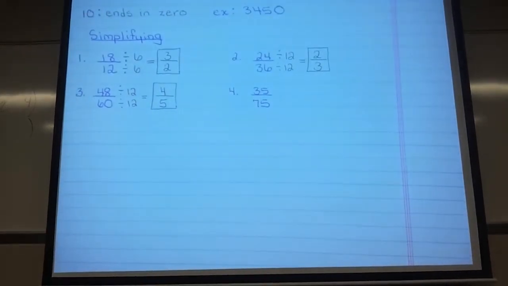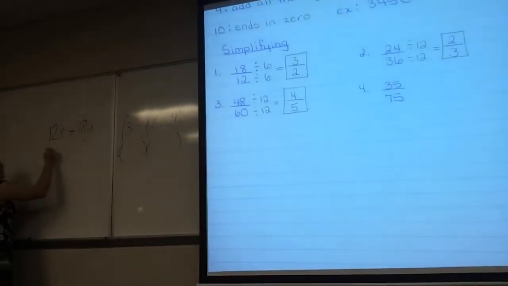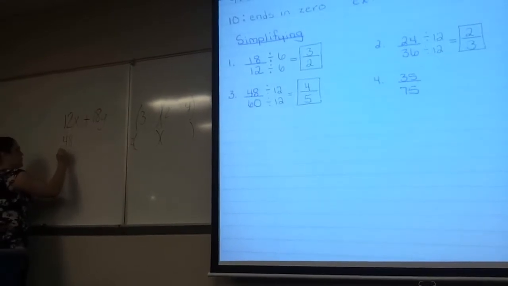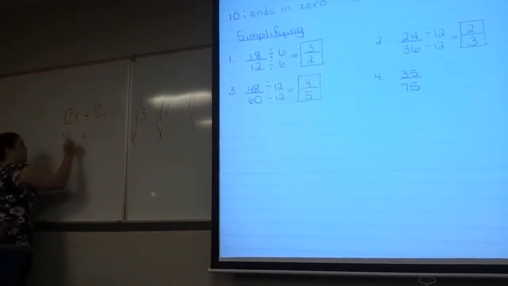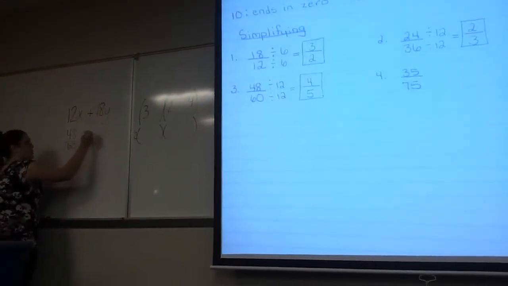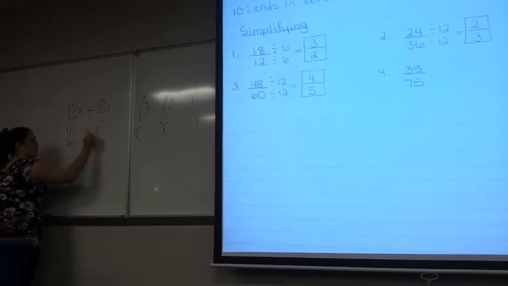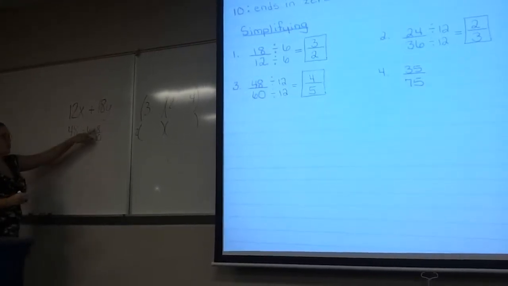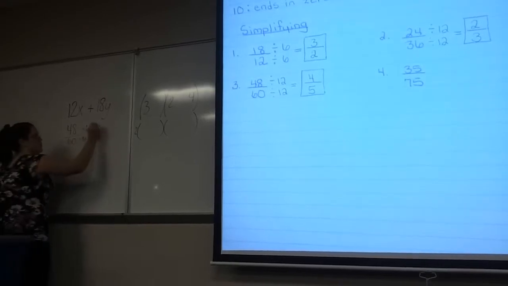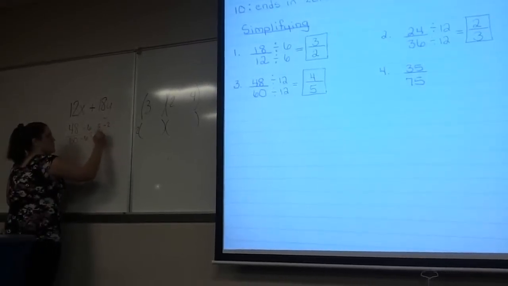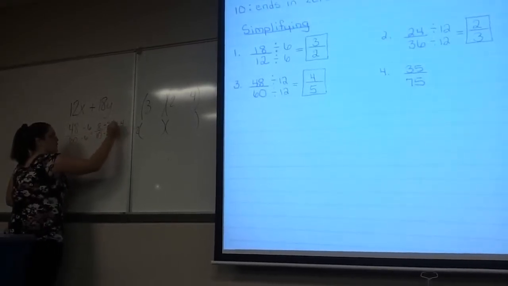With 48 over 60, this is kind of a cool little trick also. If you chose 6, which is fine, you would have gotten 8 over 10. You might have to reduce again. Then what number can go into both of these? 2. And you would get 4 over 5, same answer.